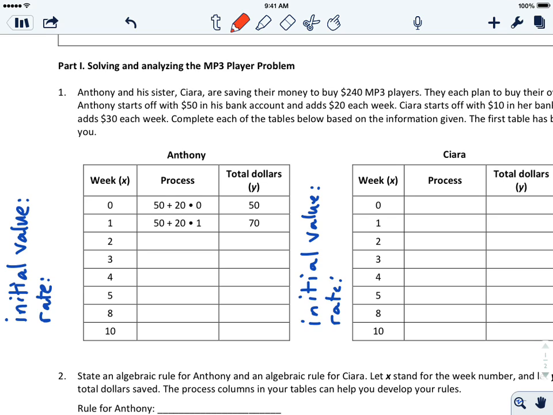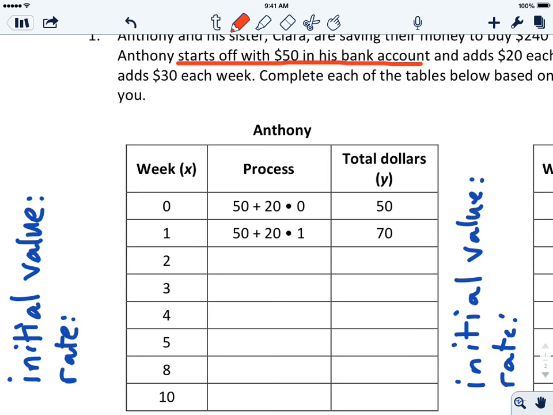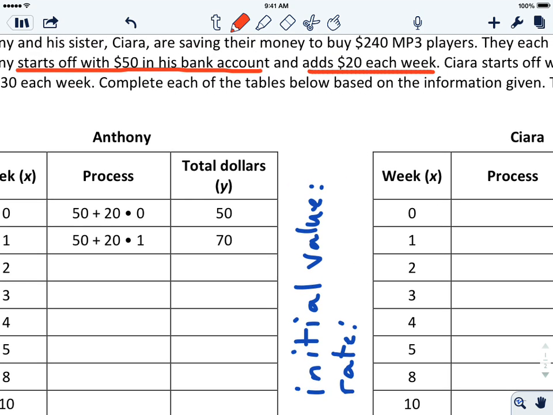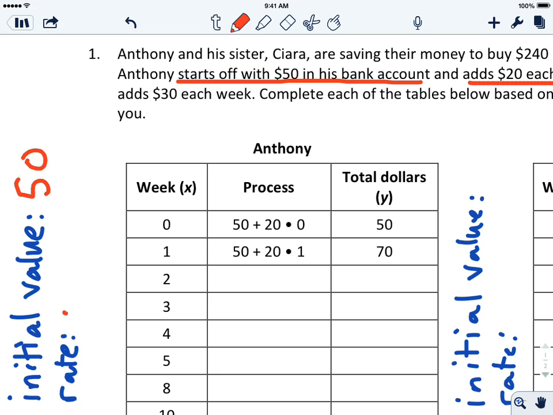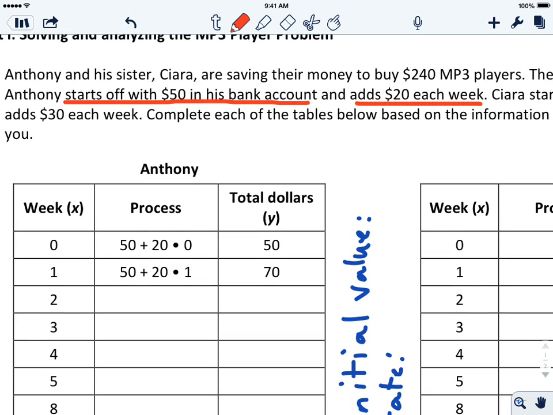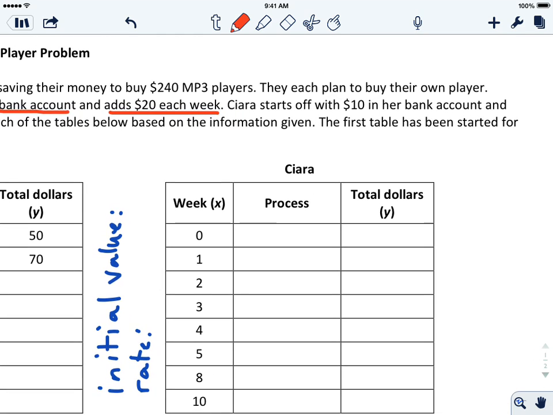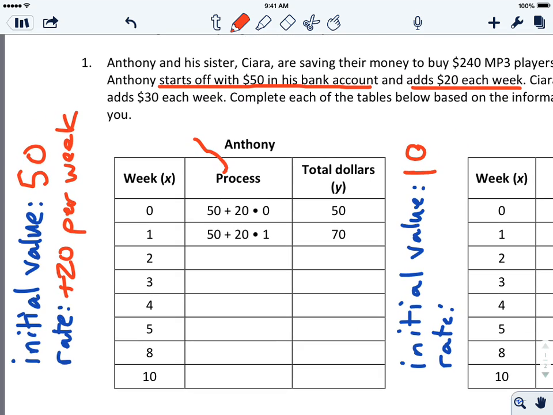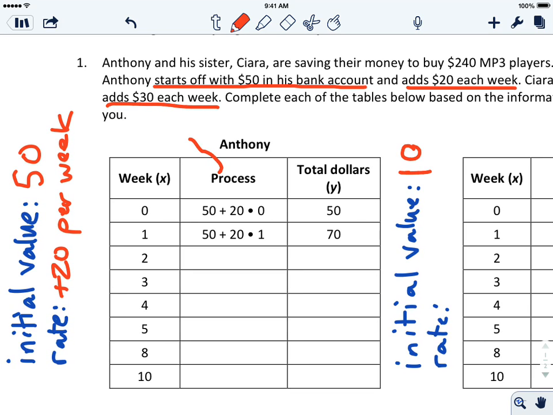So if it says starts off with $50 in his bank account, that's a start off value. That's an initial value. So Anthony has 50 to start, and then he adds 20 each week. That tells me that my rate is plus 20 per week. Okay, let's look for Ciara here. Ciara starts off with $10 in her bank account. So her initial value is 10, and she's saving a little bit faster. She adds 30 per week, so we have plus 30 per week.